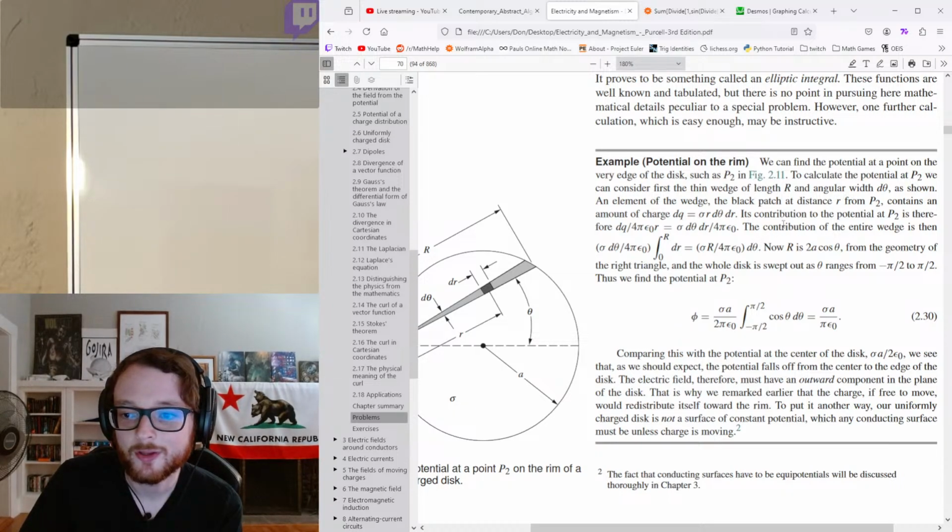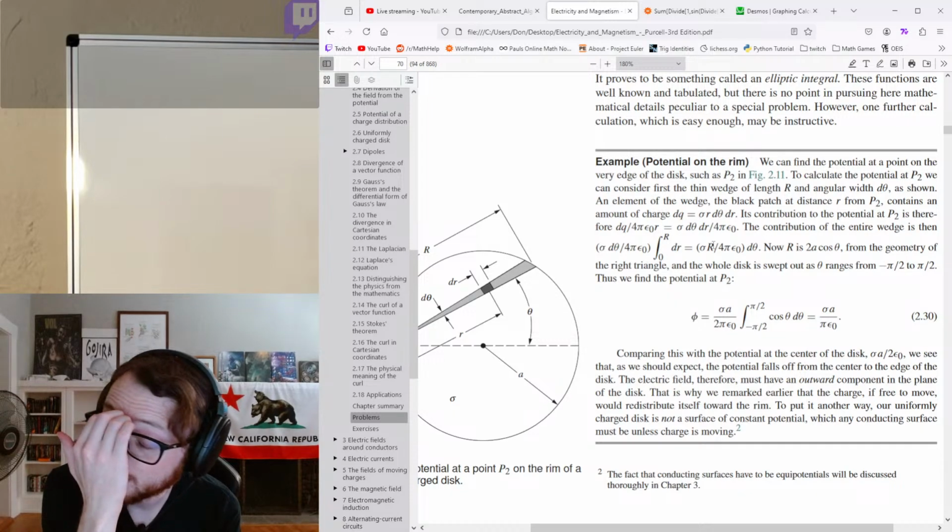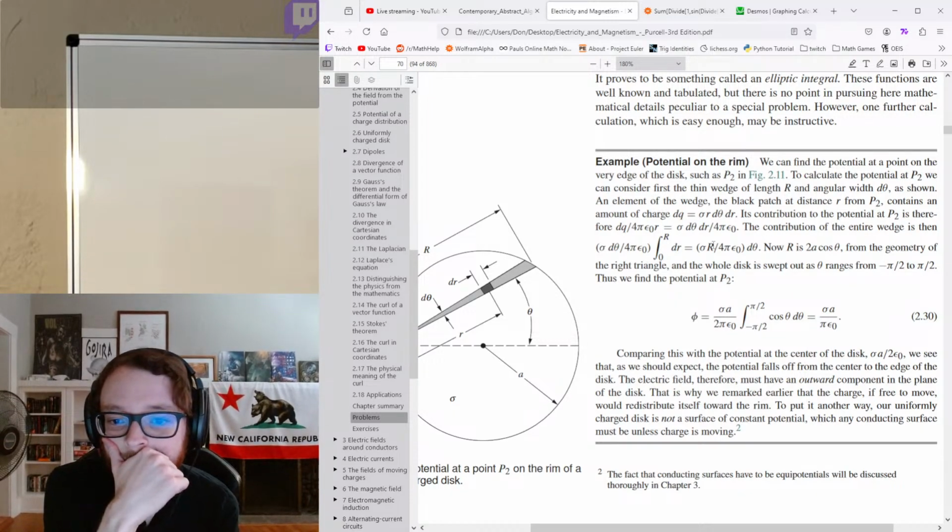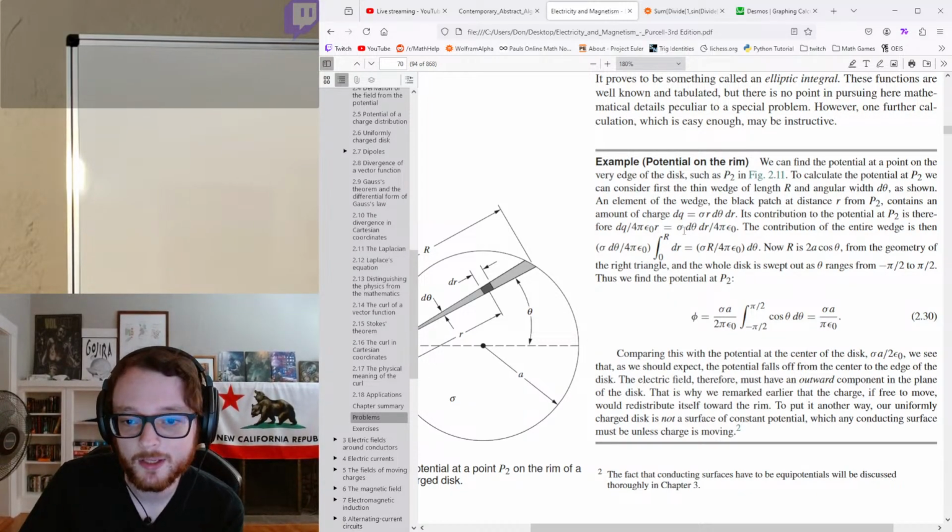Its contribution to the potential at P2 is therefore dq over 4 pi epsilon naught r, that's just the formula for potential. But now we plug in dq for sigma r d theta dr. The contribution of the entire wedge is integrating that from 0 to small r, times d theta. But this big R depends on theta.